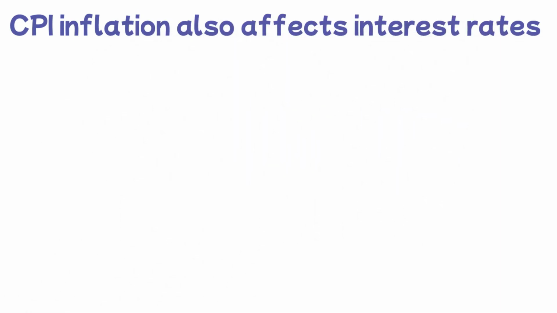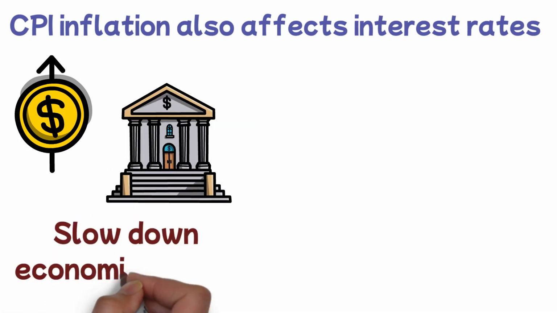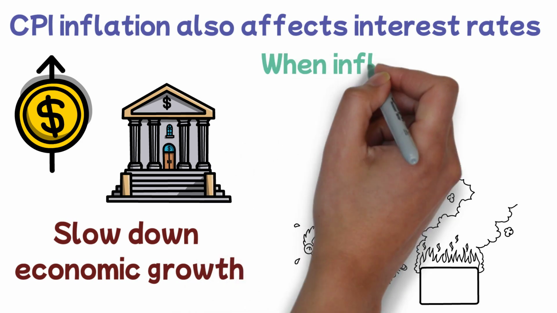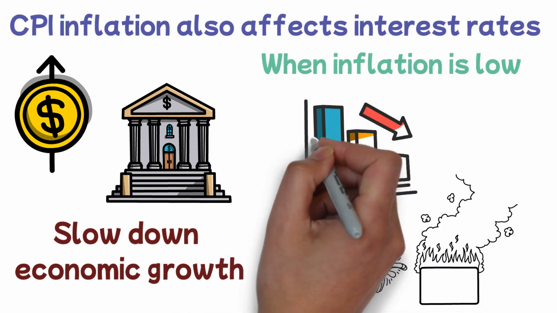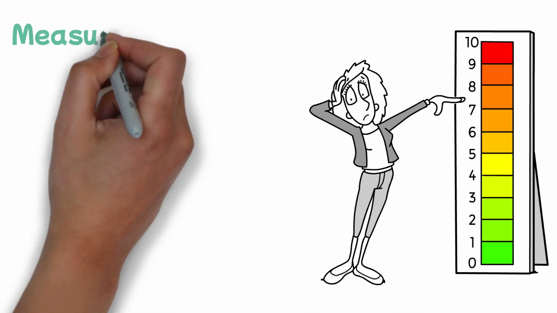When inflation is high, central banks may raise interest rates to slow down economic growth and prevent inflation from spiraling out of control. On the other hand, when inflation is low, central banks may lower interest rates to encourage more borrowing and spending. CPI inflation is also important for measuring the overall health of the economy.